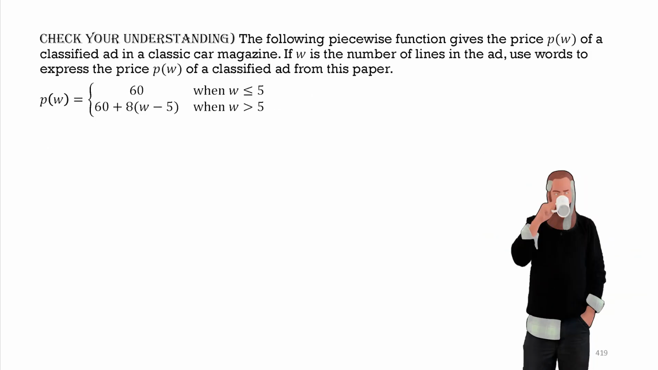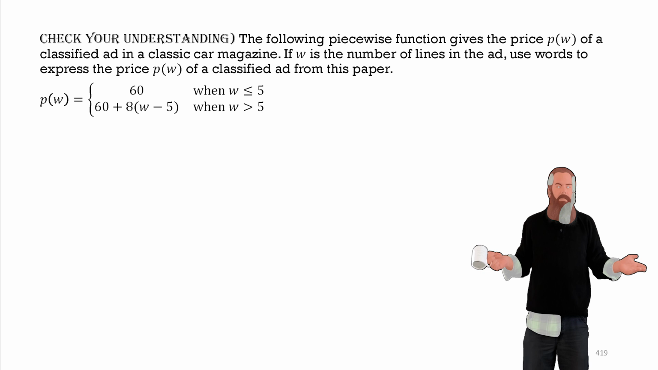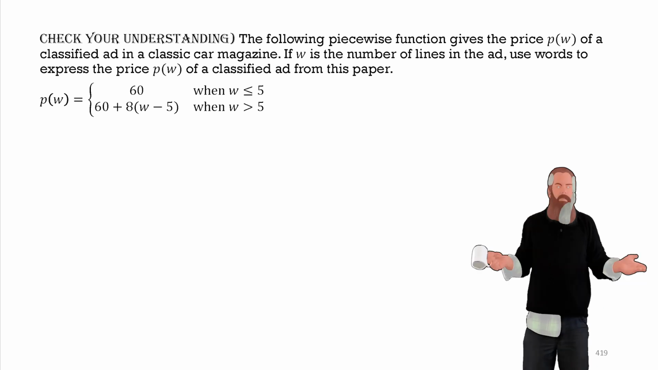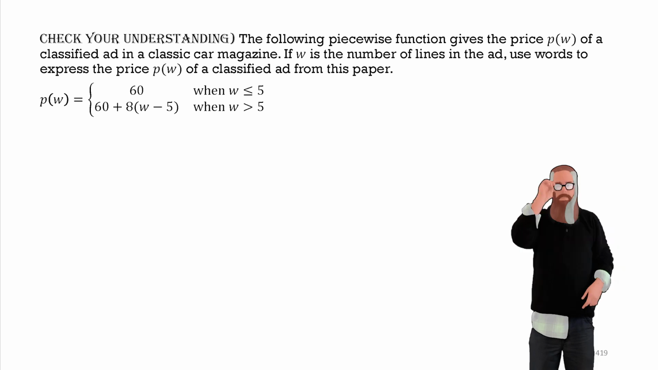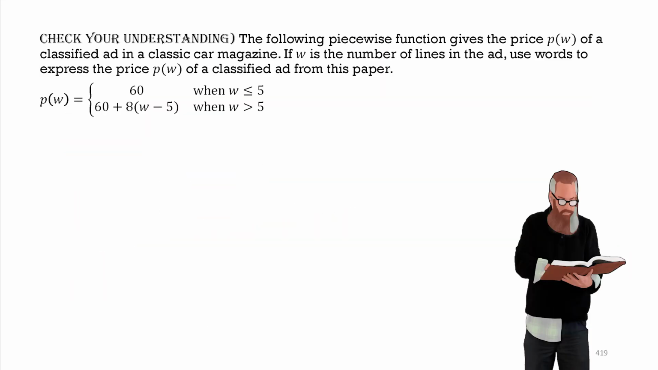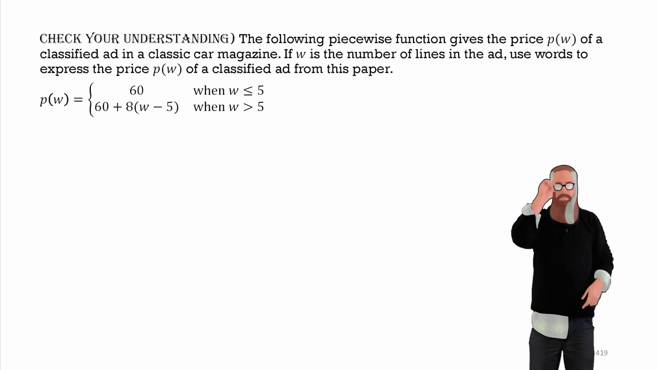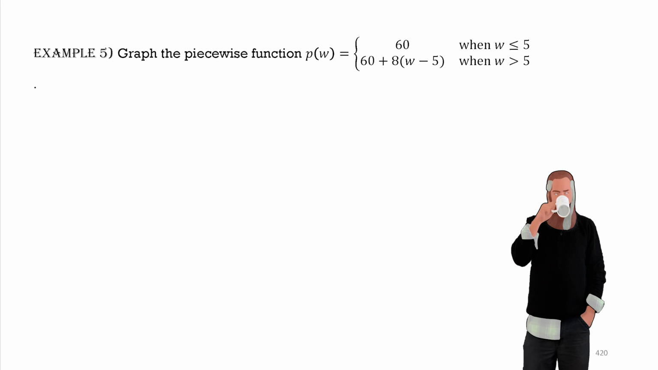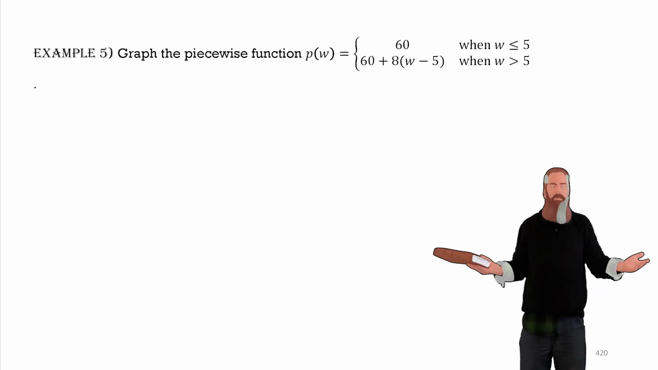The following piecewise function gives the price P of W for a classified ad for a classic car magazine. If W is the number of lines in the ad, use words to express the price P of W of a classified ad from this paper. The ad is $60 for the first 5 lines and $8 for each line after that. Now, let's graph the piecewise function that we see here.